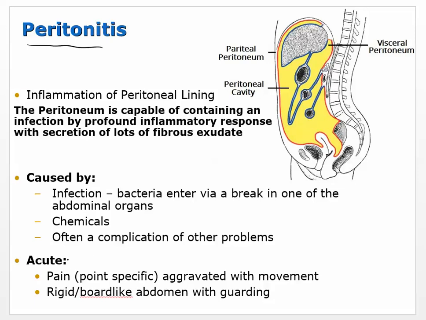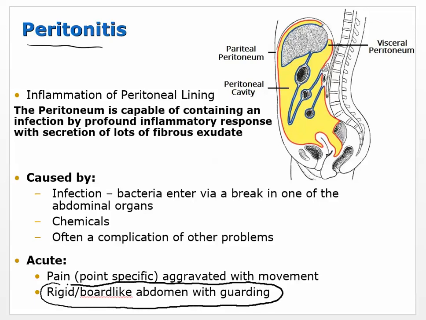So acute peritonitis is going to be pain. Pain, point specific, wherever it happens. It's aggravated with movement, as opposed to respirations or something like that. And this is always the definition that we hear: a rigid, board-like abdomen.